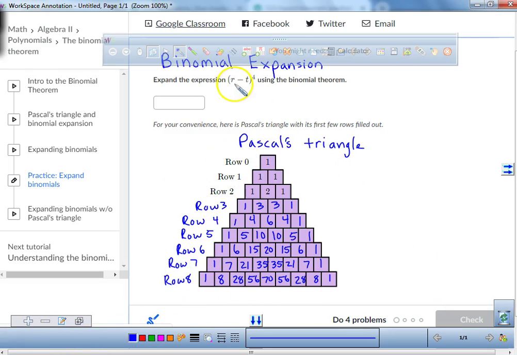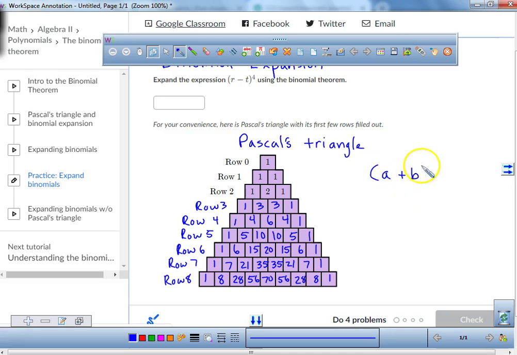Alright, now before we tackle this problem right here, which is r minus t to the power of 4, that number lets us know which row we are dealing with. So what row would we be dealing with? Row 4. So we're going to try something a little bit easier. What I'd like you to do is a plus b to the power of 4. And I want you to understand that we are going to take this row right here.